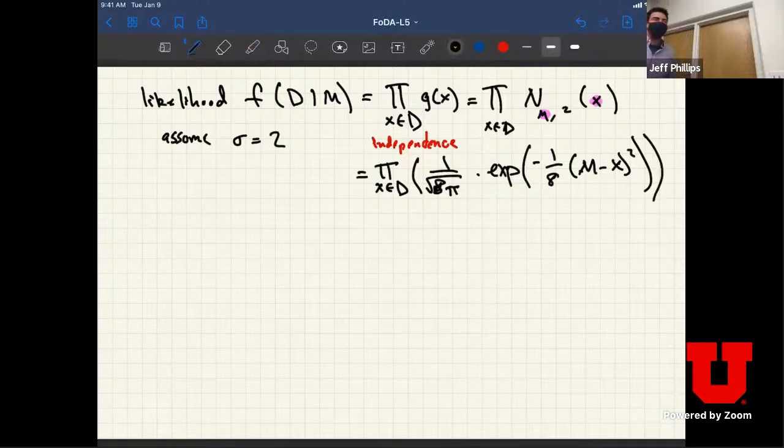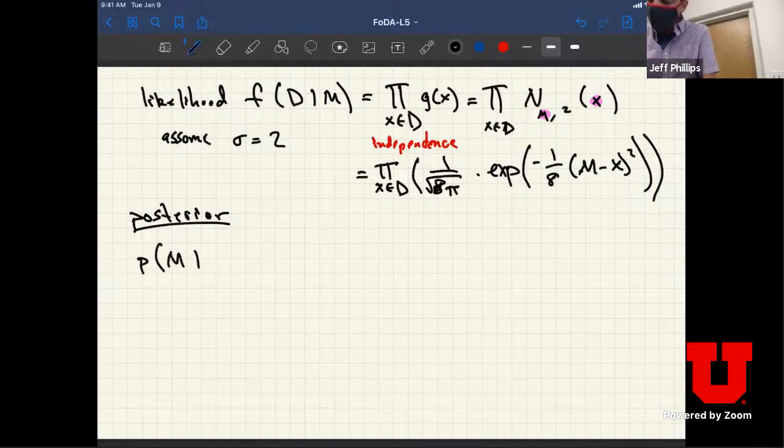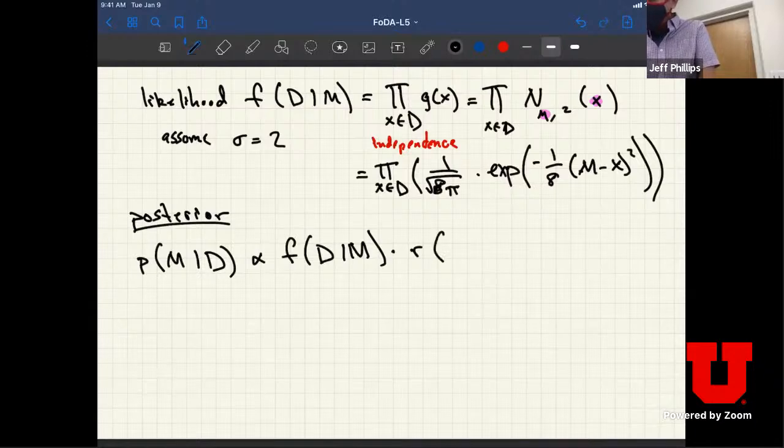Okay, so this is now our likelihood. And so we can now write, let's see if we recall, the posterior as going to be R, right? And remember, this is basically P of the model given the data. Okay, and this is proportional to F D M times R, the prior on the model.